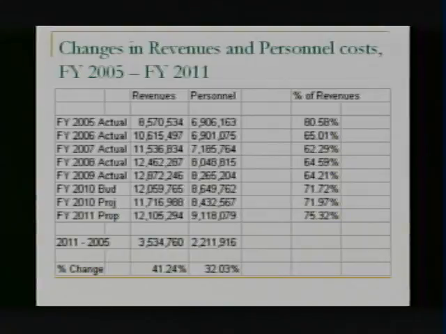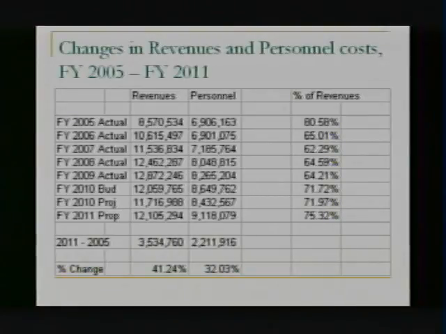Just the raw data behind those numbers. It is a little bit interesting to note that revenues have increased 3.5 million over that period, and personnel costs have gone up 2.2 million. But again, over this fiscal year and the proposed fiscal year, they are starting to erode away again, as they did in the early 2000s.